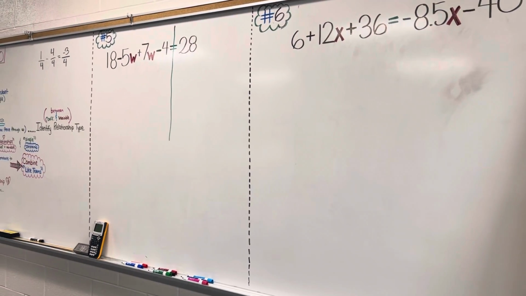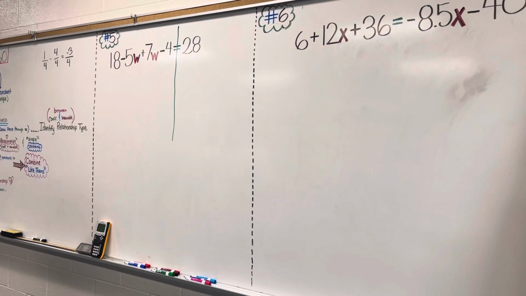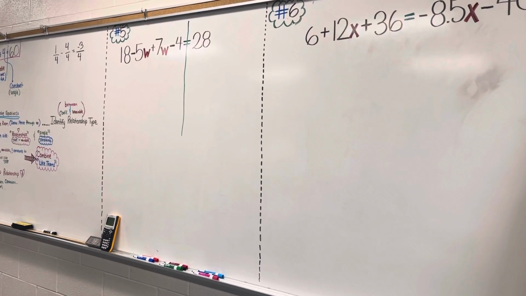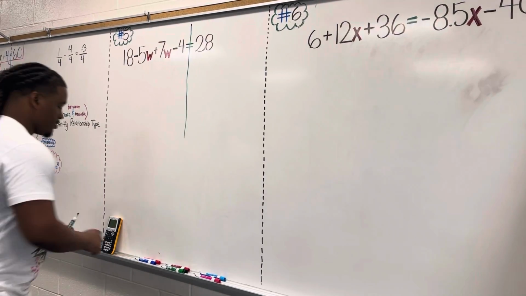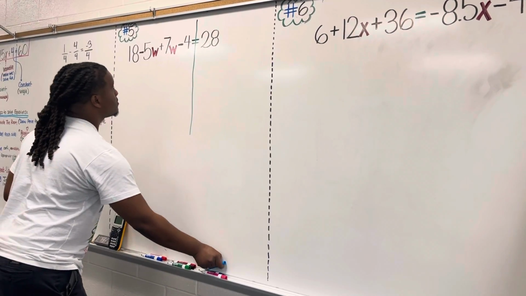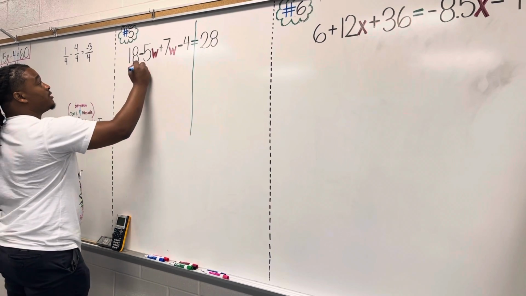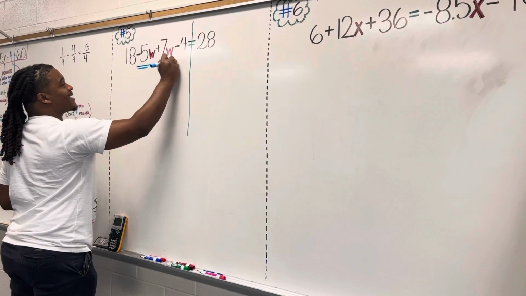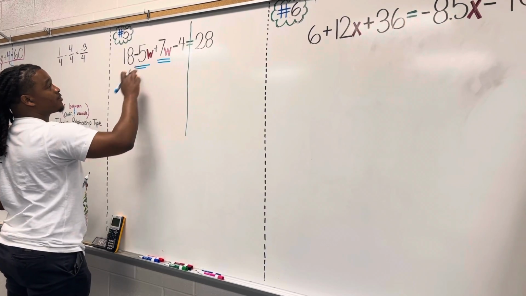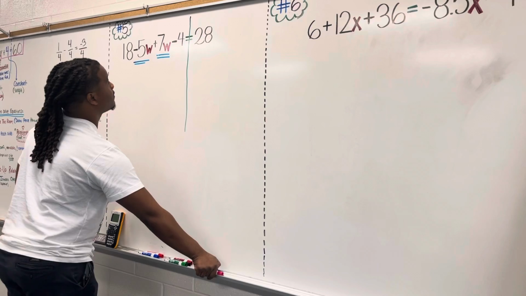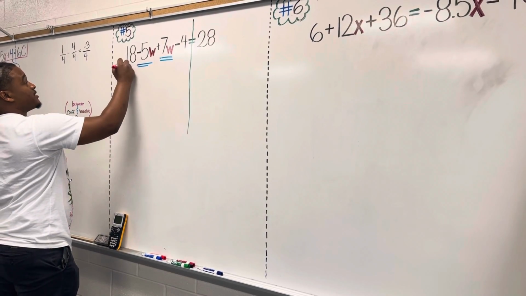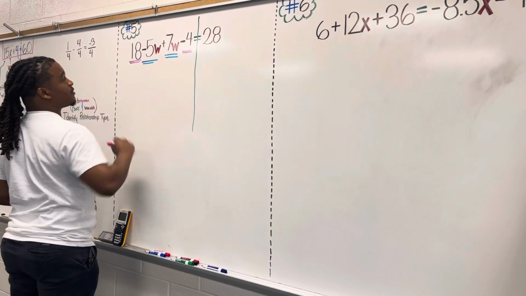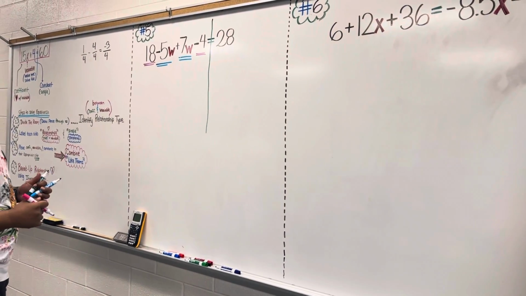Now the next thing, I see that we have a lot of different terms. Before we move forward, I think it's best for us to combine like terms, okay? So let's start combining like terms. Negative 5w and 7w are like terms, so we can add these two terms together. 18, which is just a constant, and negative 4 are like terms, so we can put those terms together.